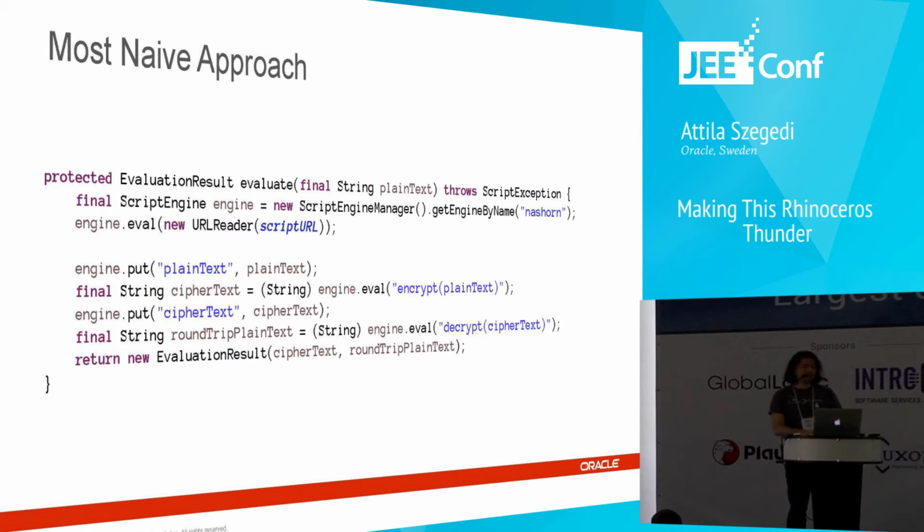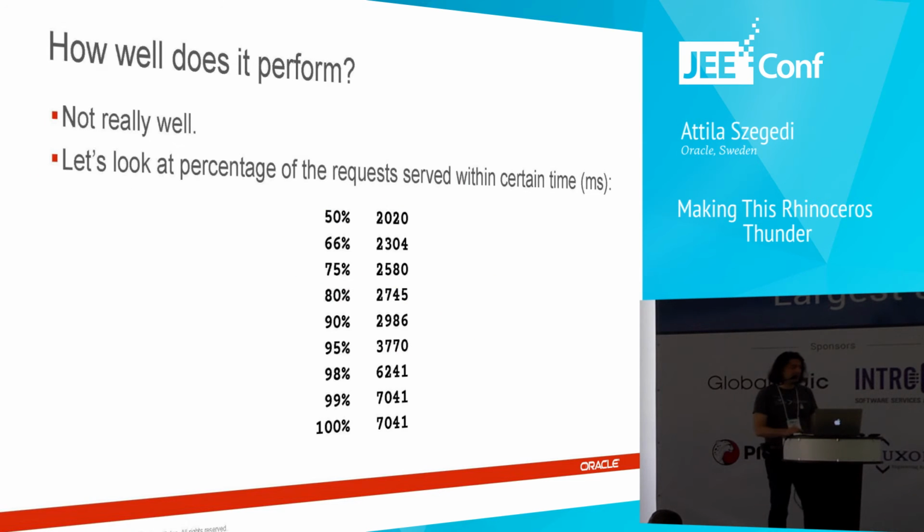You just take your script engine manager, ask for an engine, evaluate the script into it, and then invoke functions in it. You can definitely do this, but it's not terribly efficient. I could be running this now in Apache Bench, but considering we only have 25 minutes more, I'd rather not. It's slow. So how well does it perform?